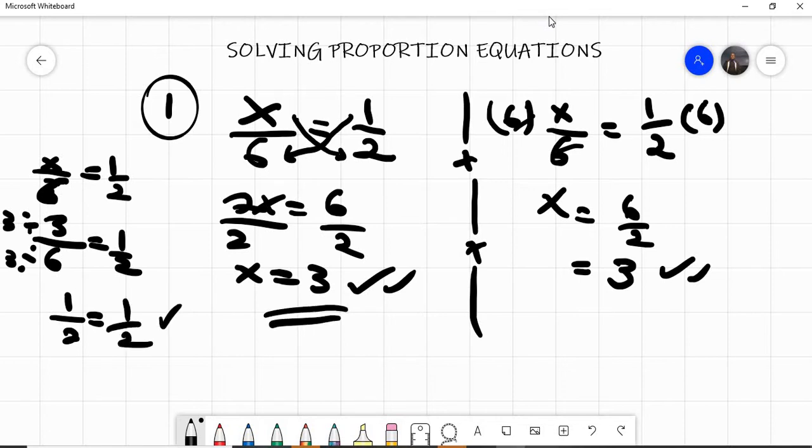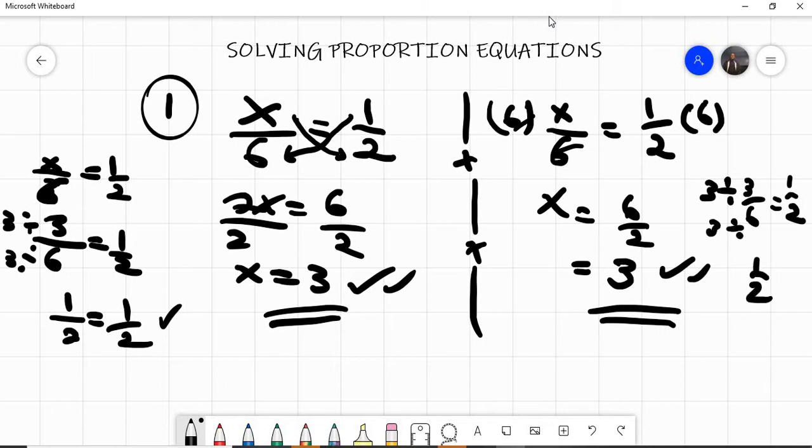So this one is going to produce the same thing. Whatever way we do it, it's going to be the same answer anyway. This one is correct, because if we substitute 3 for x, it's going to be 3 over 6. Then 3 over 6 is going to be half, because we divide this one by 3 and this one by 3. So half equals half, which is correct.